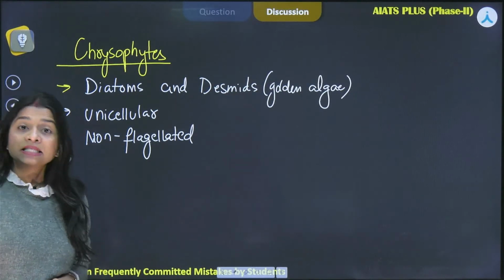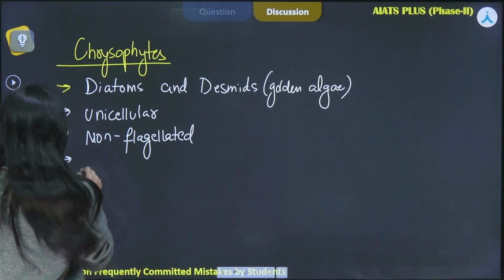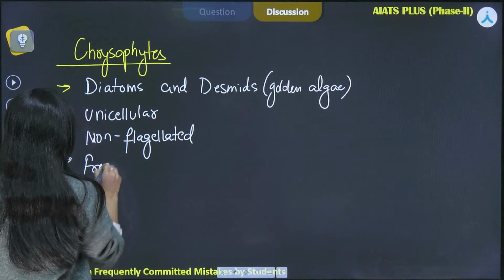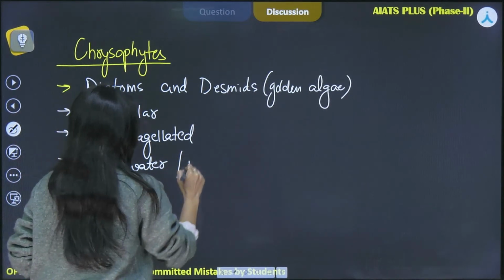Then the next characteristic feature is where they are found, the habitat, their home. They can be found in fresh water and also marine water.